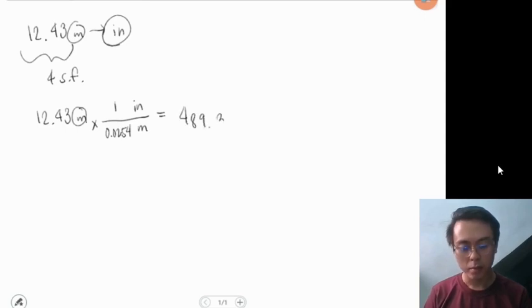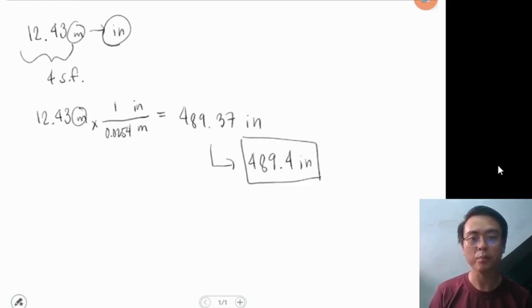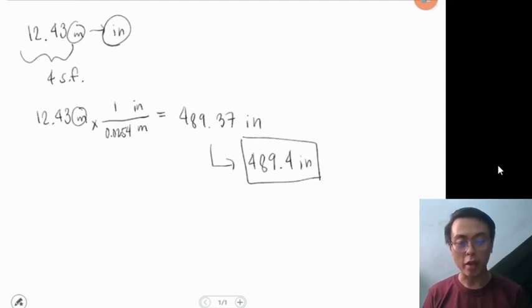We get the answer 489.37 inches. But we need to follow the rules of significant figures. So we have four significant figures on your given. So therefore, we can only retain four significant figures. You have 489.4 inches. This should be your final answer. That is how we convert. Okay, you convert. You take a look at the value and then think if you need to apply the rules of significant figures. So this is the direct method.